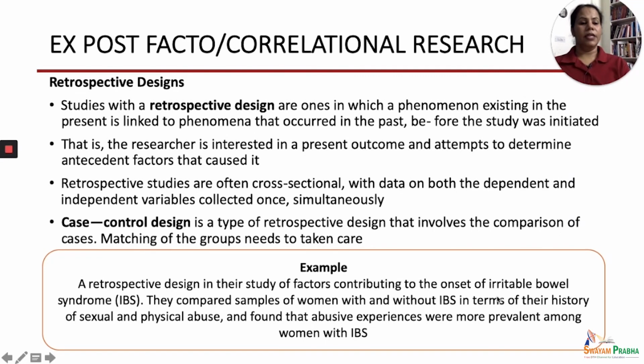So they started studying their history, whether they had any sexual abuse or physical abuse, and they found that abusive experiences were more prevalent among women with IBS. So they try to show that IBS is related to the abusive relationships or type of the abusive experiences. So this is a very good example of a retrospective design.